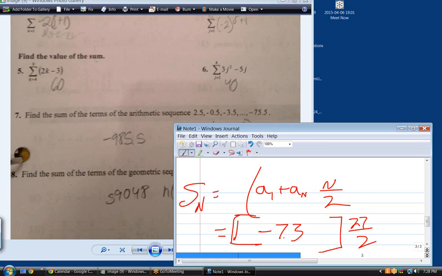Do you have a calculator? Yeah. Multiply minus 73 times 27 over 2 and see if you get that minus 985.5. Yeah, that's what I got. Okay.